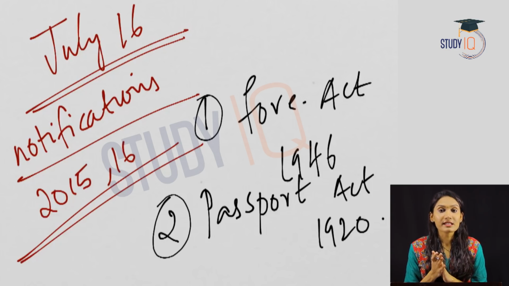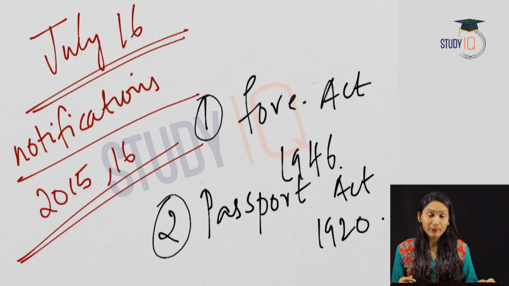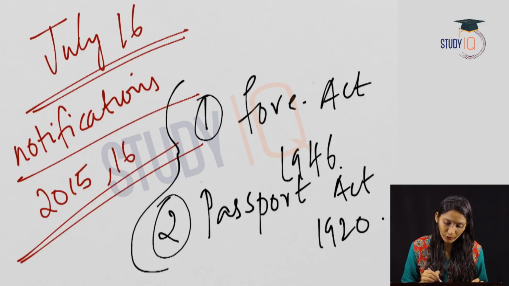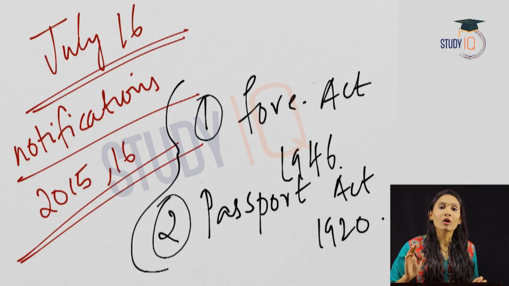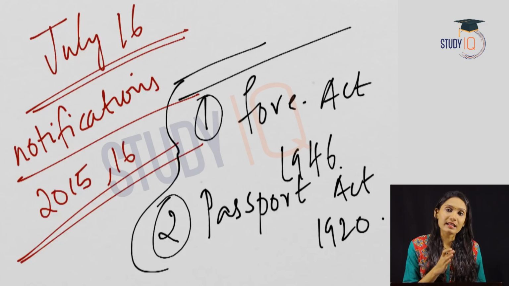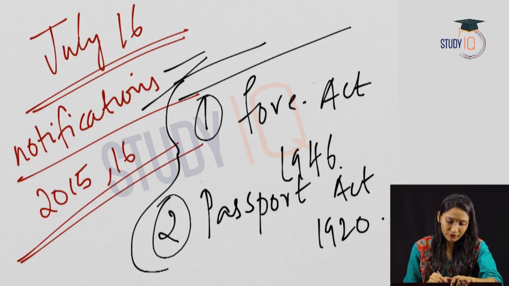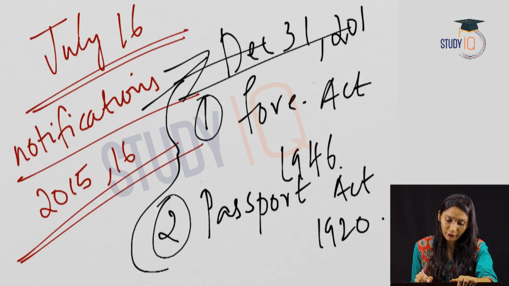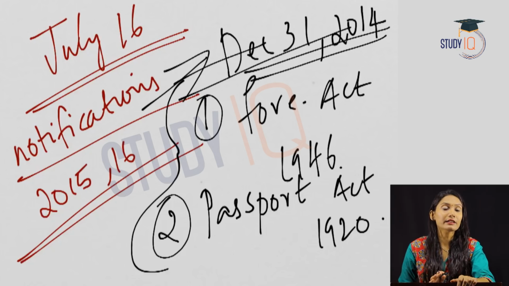So earlier 2 notifications were passed by the government. One was exempting these illegal migrants from the Foreigners Act of 1946 and secondly from the Passport Act of 1920. Both these acts provide for imprisonment or deportation of illegal migrants. Which means that now the illegal migrants, after the notification is passed, are eligible to live in the country. According to the notification, if these illegal migrants have arrived before December 31st, 2014, they can continue to live in the country.